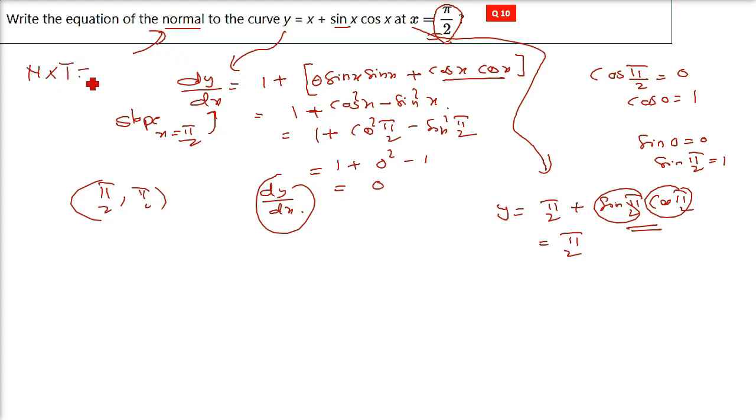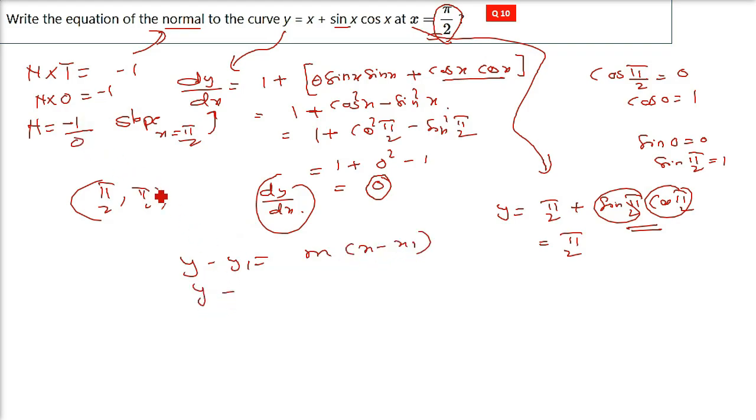What will be the dy by dx or slope of the normal? When you have the tangent, just take the value of the tangent, divide and put it in the denominator with minus 1 in the numerator. That is what we have known up till now. Minus 1 by 0 it will be. So let us make the equation y minus y1 equals m(x minus x1). So y minus pi by 2, and x1, y1 both are pi by 2. M is what? Negative 1 by 0.